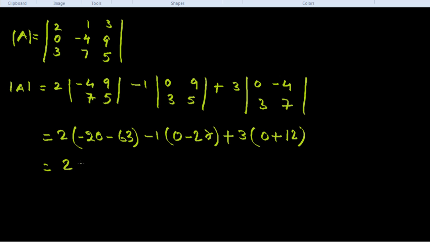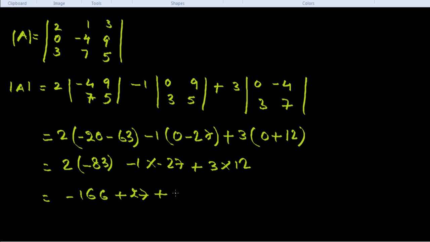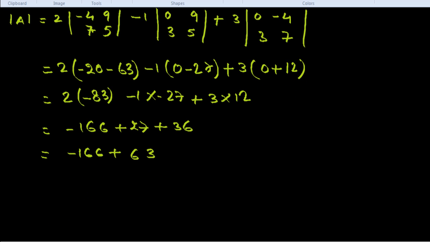So we get 2 multiplied by minus 83, minus 1 into minus 27, plus 3 into 12. So we get minus 166 plus 27 plus 36. So we get minus 166 plus 63. Now we subtract this, the difference sign, the negative sign we will put here because the greater number has a negative sign. 6 minus 3 is 3, 6 minus 6 is 0, and 1. So it is negative 103.